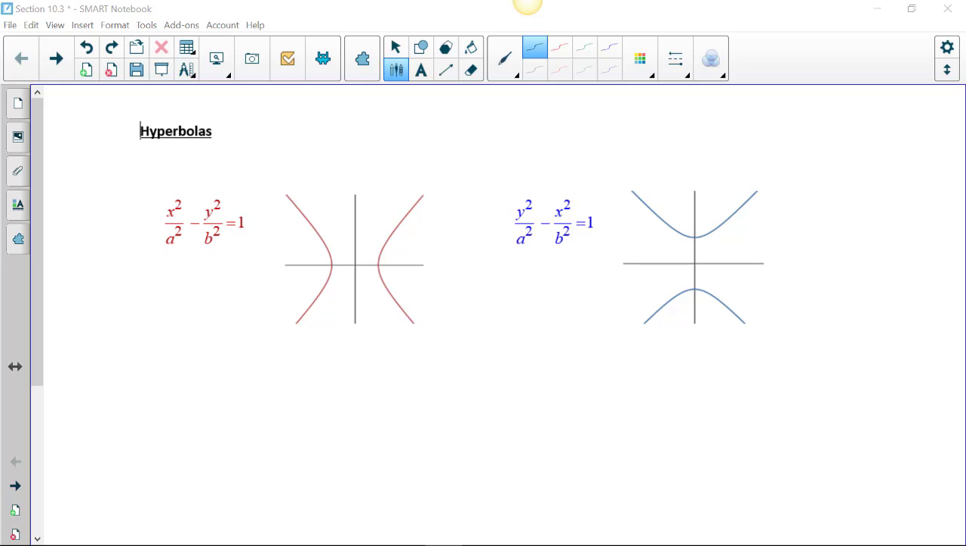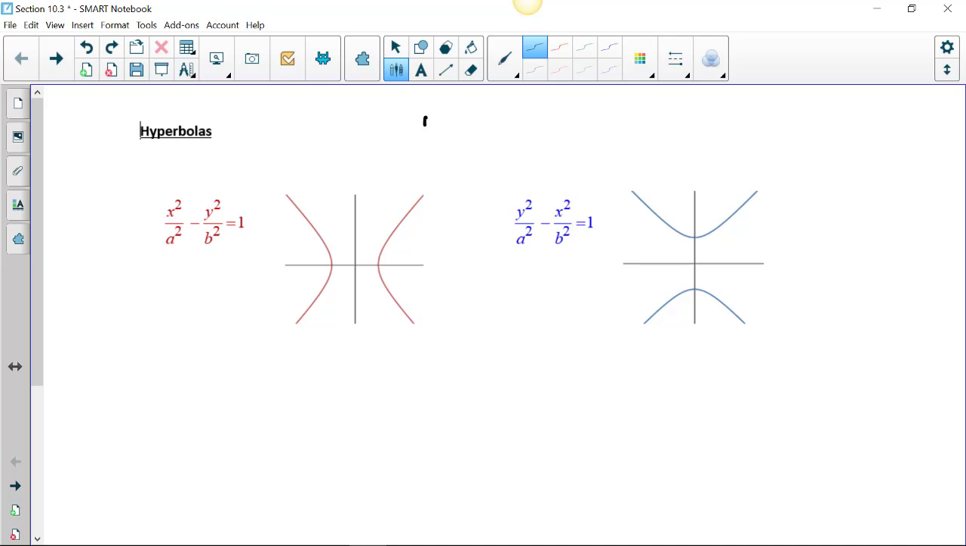Hello, we're ready to talk about our third conic section, the hyperbola. You've had some experience graphing hyperbolas centered at the origin, so let's take a quick review of that, because then we're going to focus on looking at hyperbolas that are not centered at the origin.